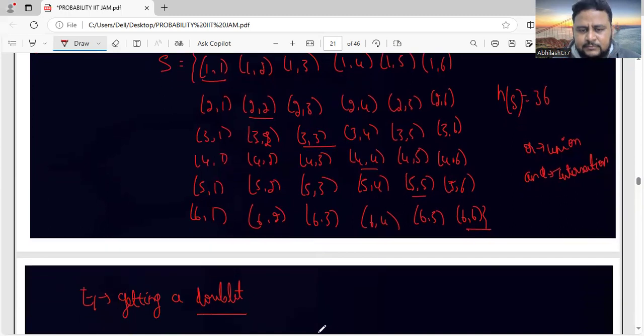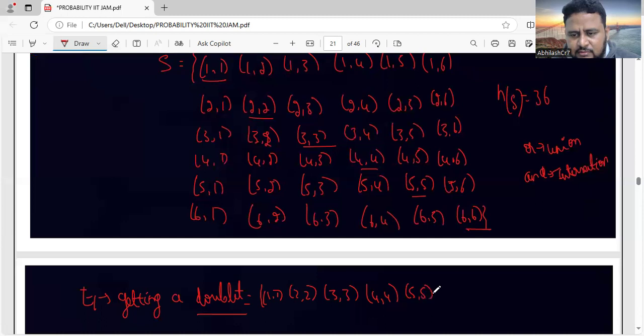Getting a doublet, event 1. The favorable outcomes are 1,1, 2,2, 3,3, 4,4, 5,5 and 6,6. So friends, n of E1 is how much? N of E1 is 1, 2, 3, 4, 5, 6. This is 6.